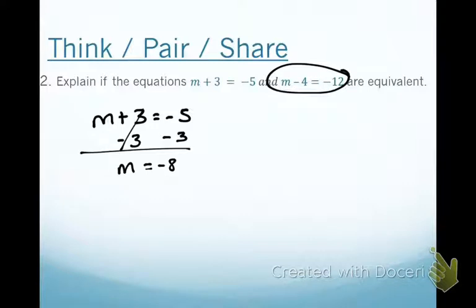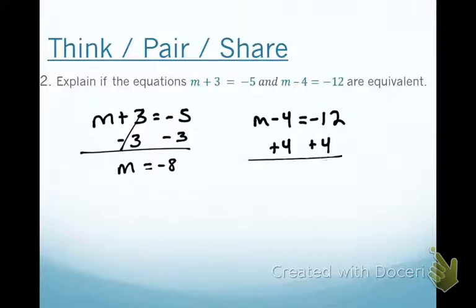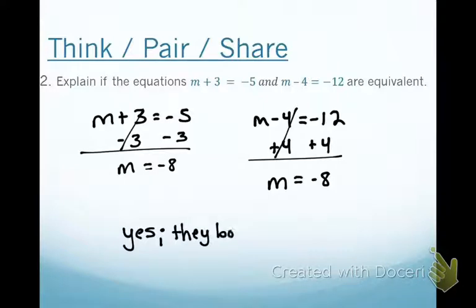Next up, let's go ahead and take this one and see if that's the same answer. M minus 4 equals negative 12. How do I get m by itself? You add 4. You add 4 to both sides. This cancels out. Negative 12 plus 4. What is that? Negative 8. So the question is, explain if they are equivalent. What do you think, guys? Yes or no? Yes. Why are they equivalent? Because they both have the same answer. They both equal negative 8.